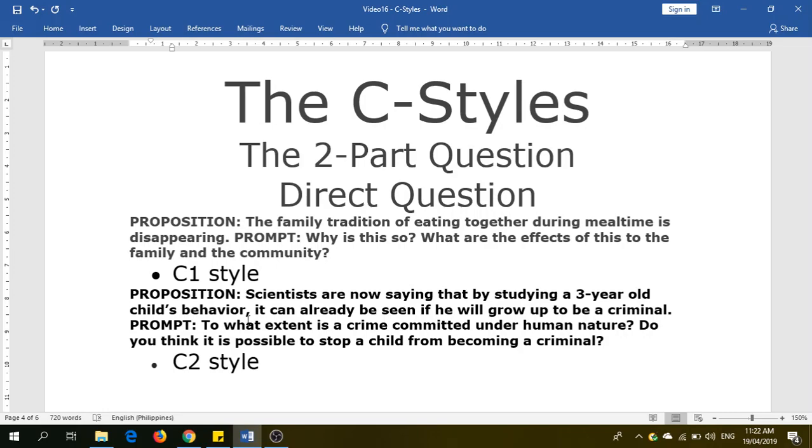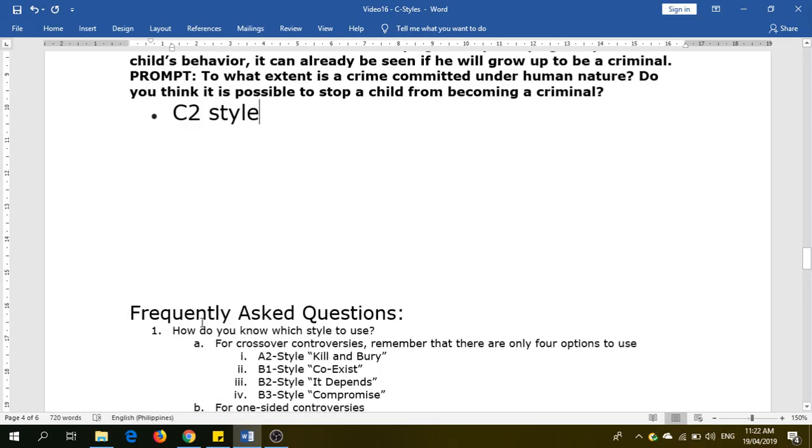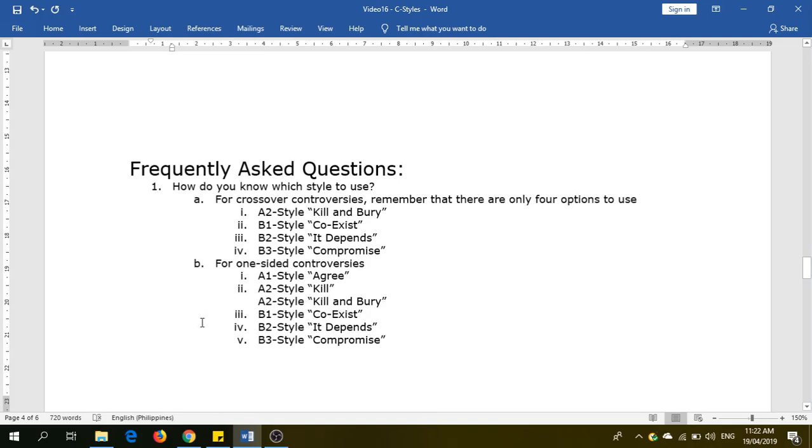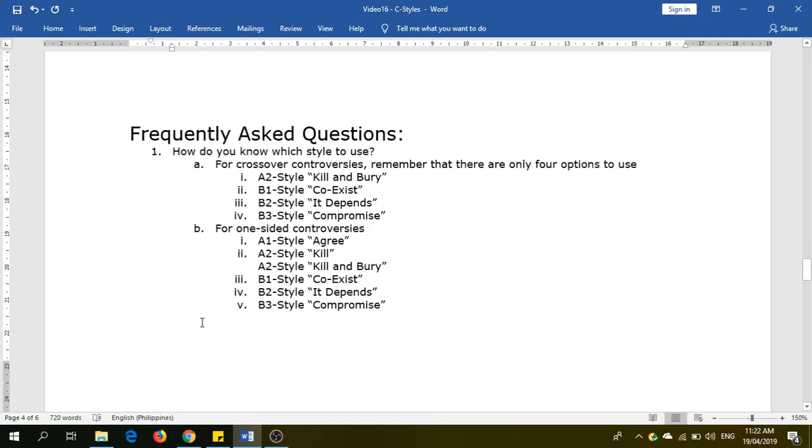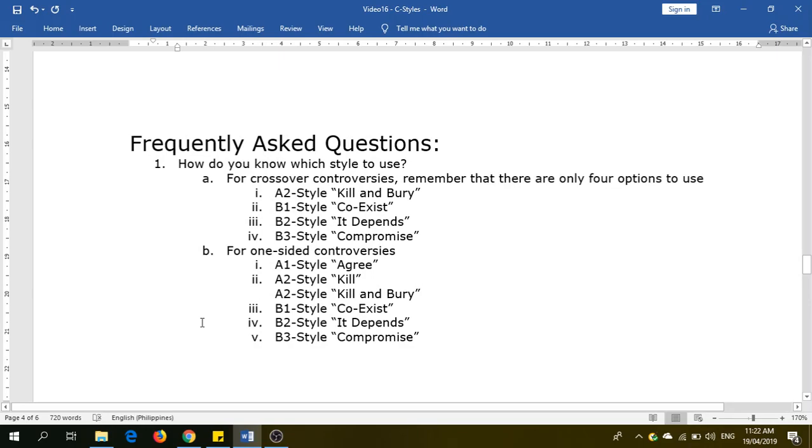So again, there are two-part questions. This is clearly a two-part question. That's question number 1 over there, and then this is question number 2 over here. So there are two-part questions that are answerable one-sidedly using the A1 style, and then there are two-part questions that can be answered with a crossover using the A2 style. And so that being said, going back to video number 14, talking about the frequently asked questions.